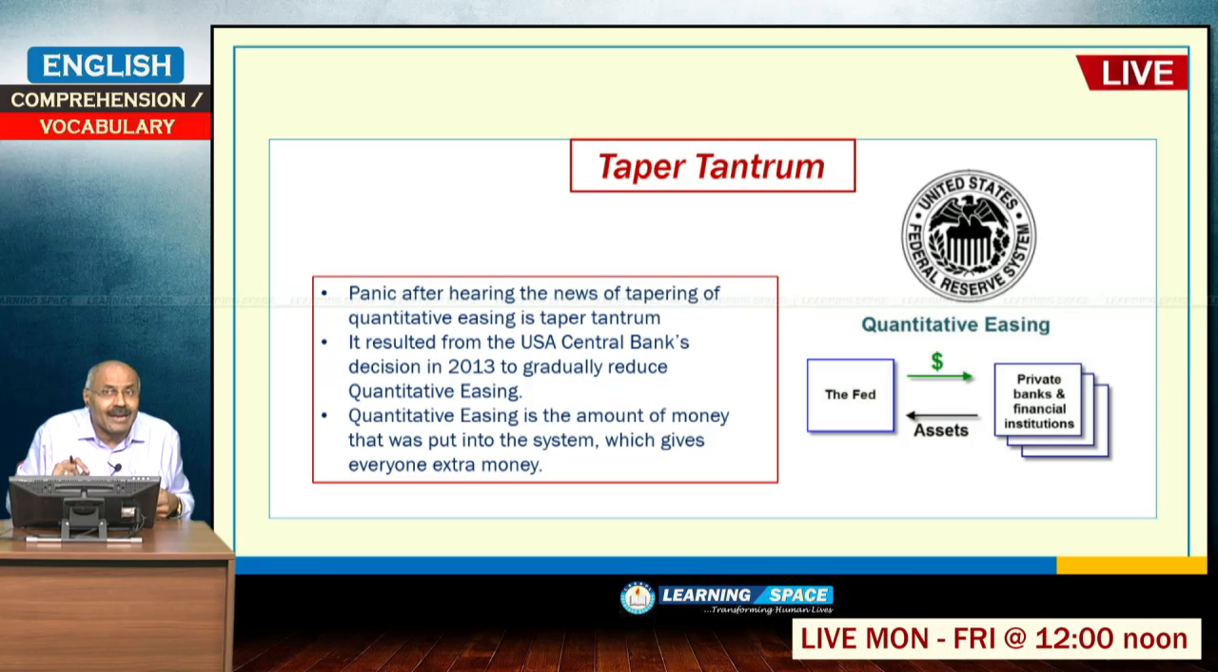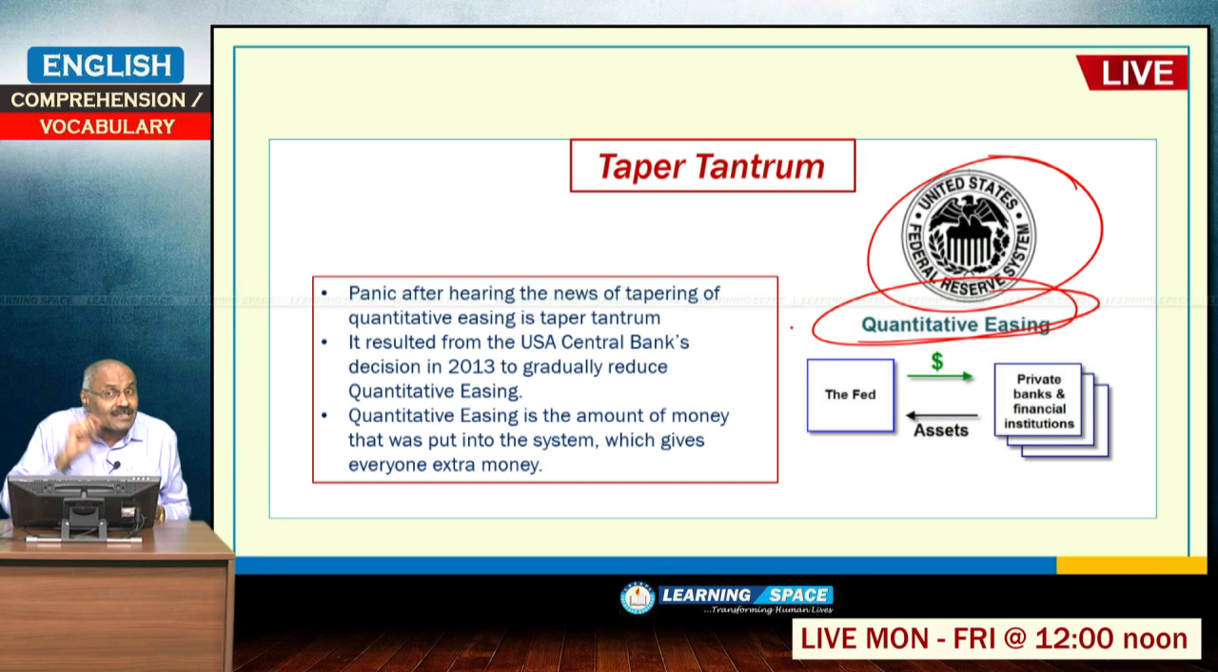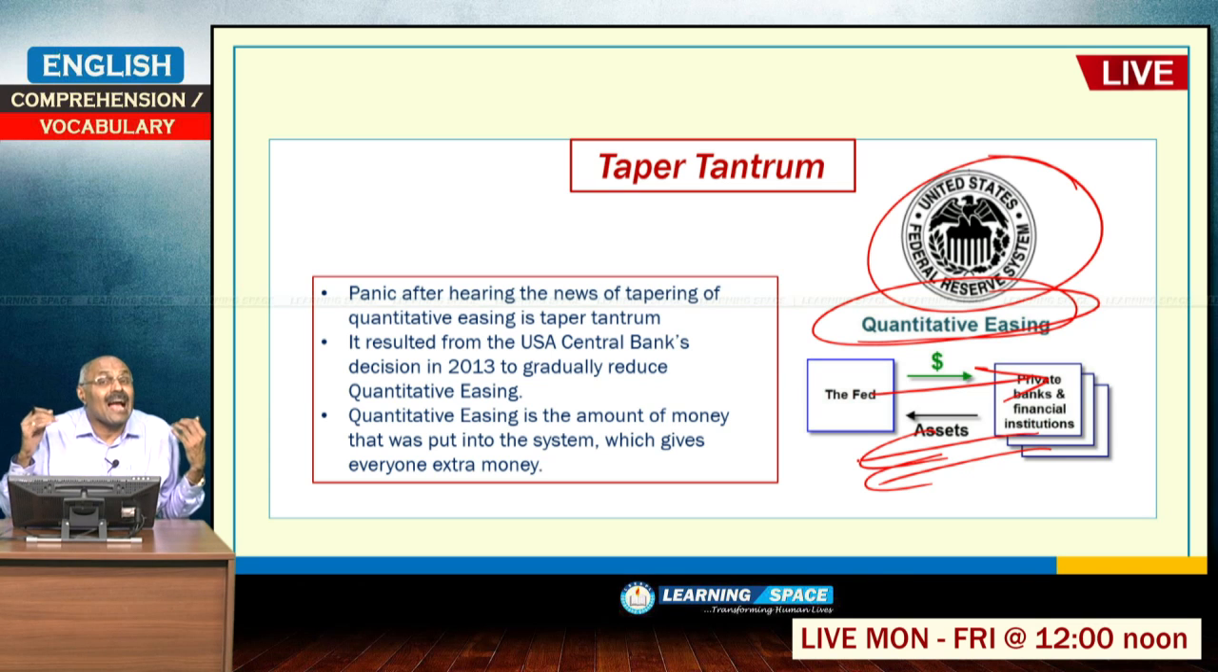So, let us go ahead, taper tantrum. What is taper tantrum? All of you are familiar with the Federal Reserve. The Federal Reserve some time back started quantitative easing. What is quantitative easing? It will purchase bonds from the market, banks as well as financial institutions. In fact, it purchased a lot of bonds from the market and a lot of money has flown into the market. Dollar circulation will increase enormously in case of quantitative easing.